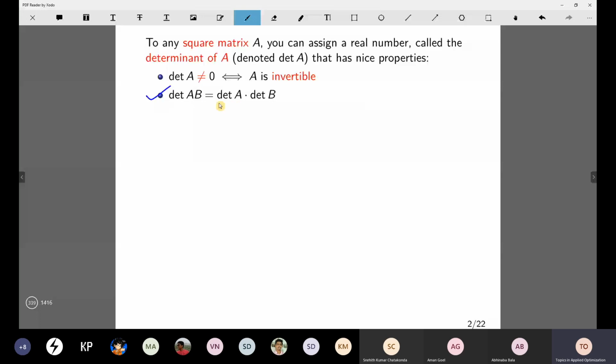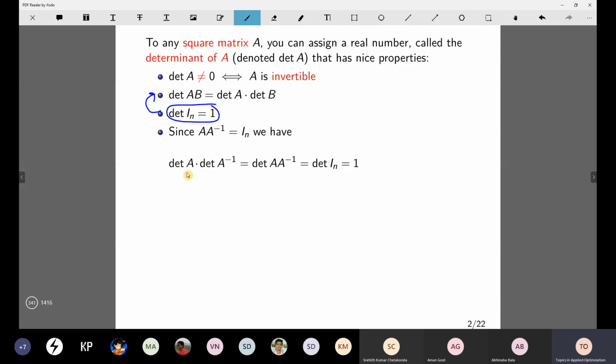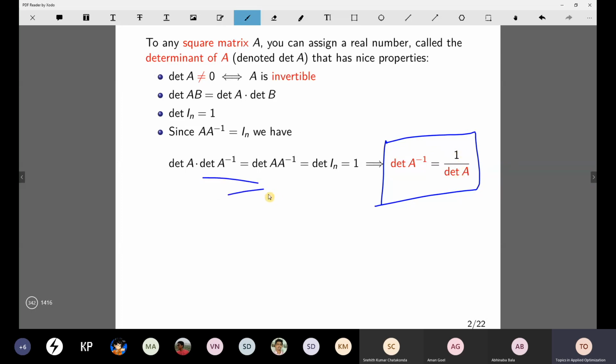Determinant of AB, that's a very important result, is determinant of A times determinant of B. So the determinant of the product is the product of the determinants. Determinant of the identity matrix is always 1. So this is a proof of that. We can prove this using this. So here we wrote determinant of A times determinant of A inverse, and this can be written as determinant of the identity, so this is 1. What we are trying to show here is that determinant of A inverse is 1 over determinant of A. So this is the result we proved using this. Sorry, I mixed this up. So determinant of A inverse is 1 over determinant of A, and this is the proof of that.